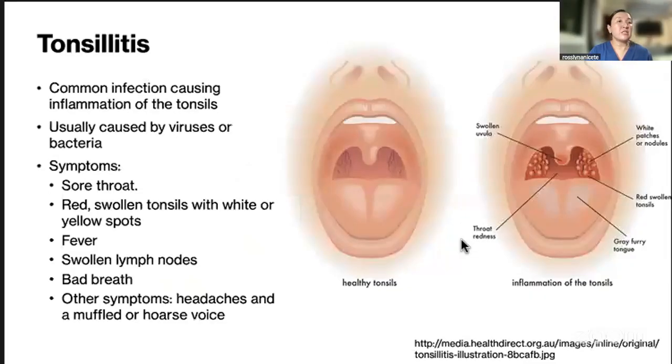So tonsillitis is a common infection causing inflammation of the tonsils. It is usually caused by viruses or bacteria. Symptoms include sore throat. You may have red swollen tonsils with white or yellow spots. You have fever. You have a swollen lymph node. You may have bad breath or halitosis. And other symptoms include headache and a muffled or hoarse voice.